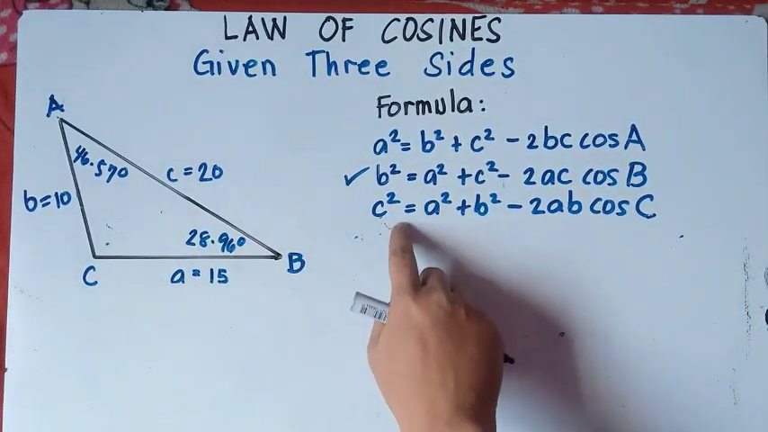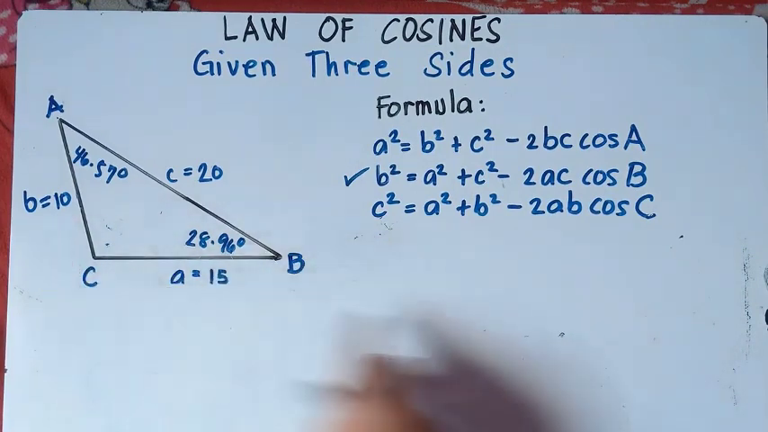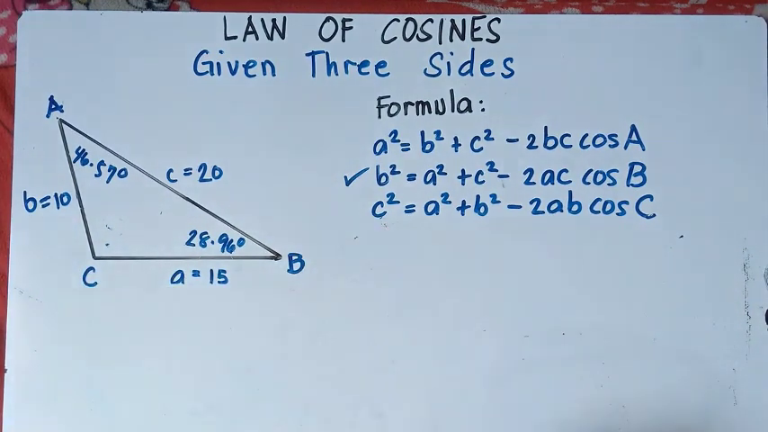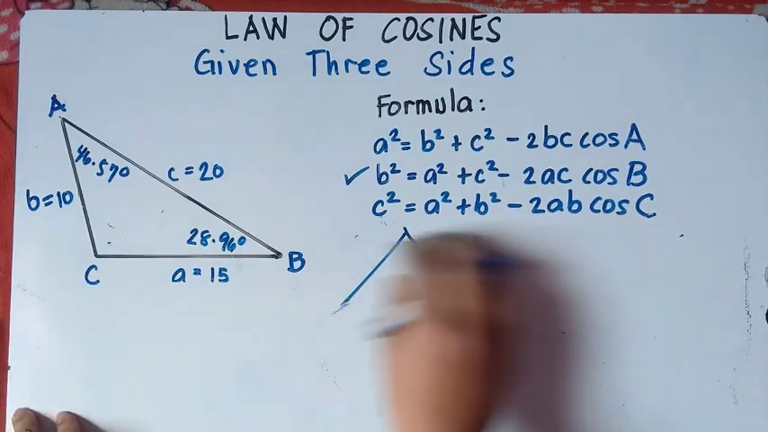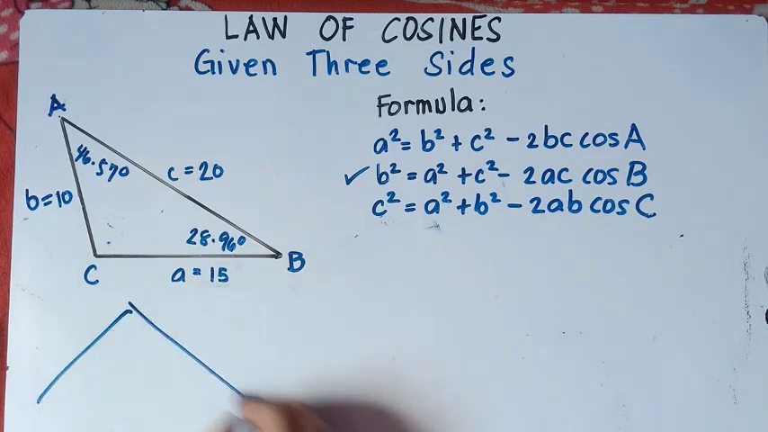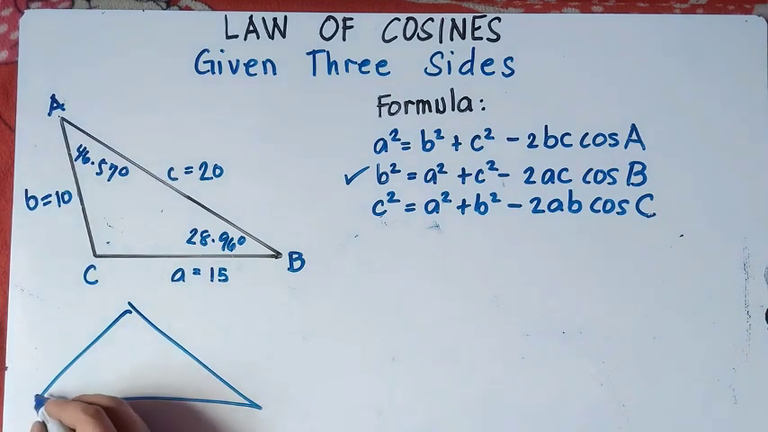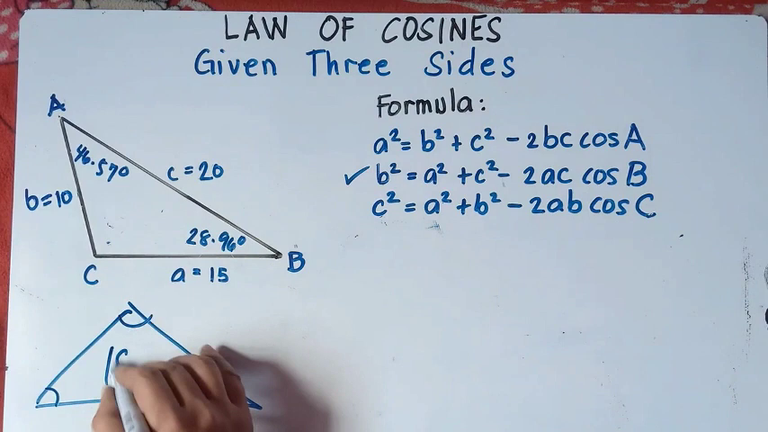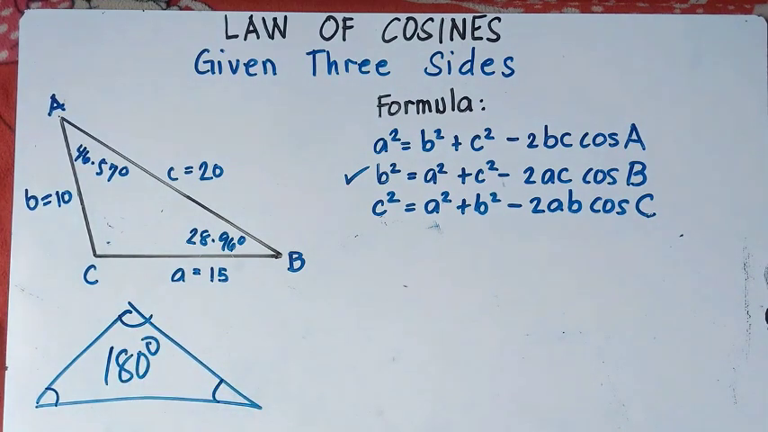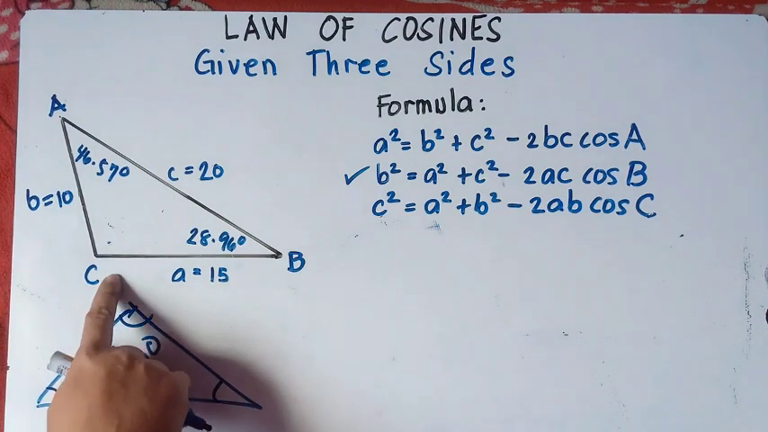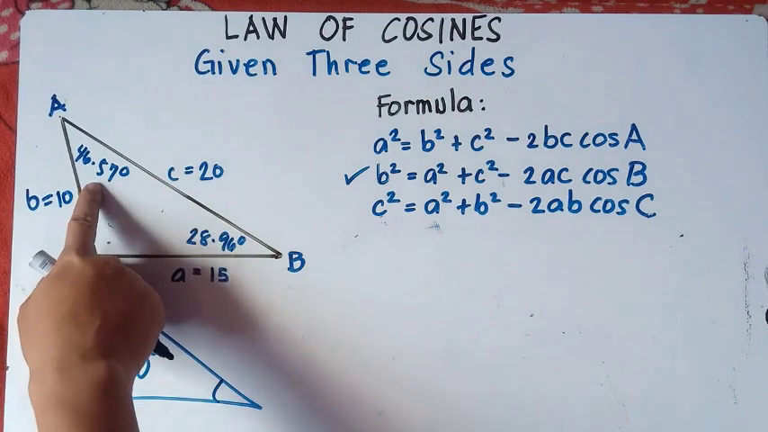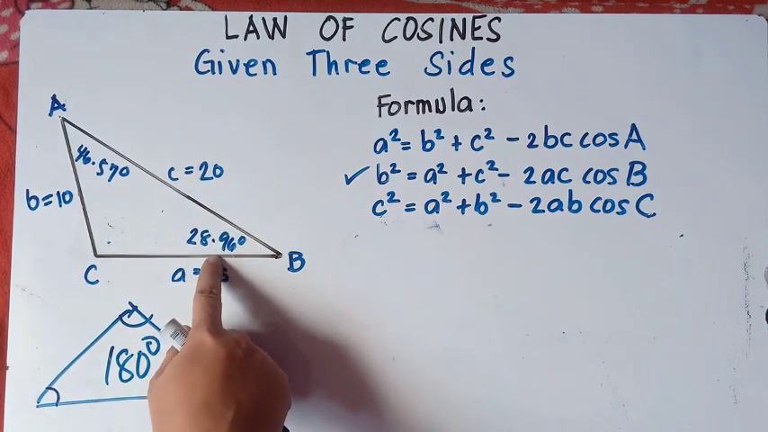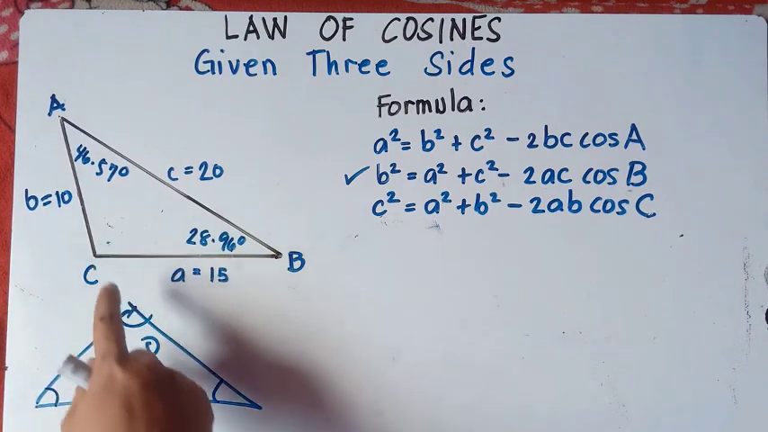You don't need to use this formula in finding angle C if you have two angles, because according to the sum of interior angles of any triangle, do not forget about this one, any triangle, the sum of interior angles should be 180 degrees. So to find angle C, we just need to add 46.57 degrees plus 28.96 degrees, and then we subtract that from 180.